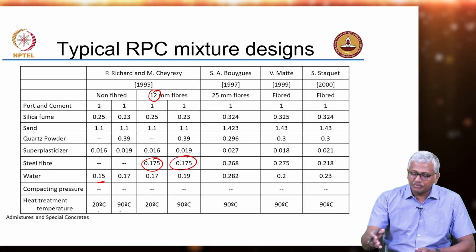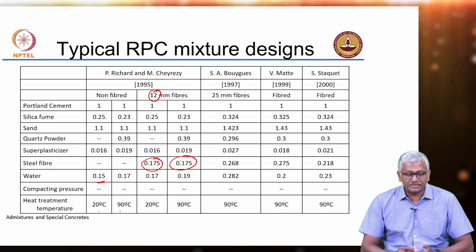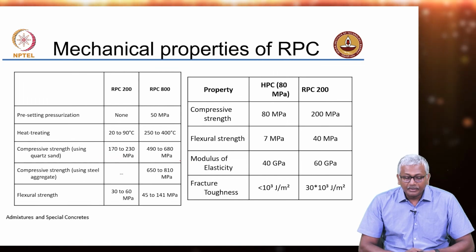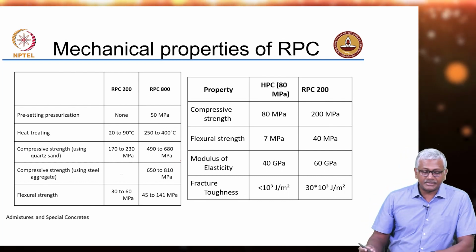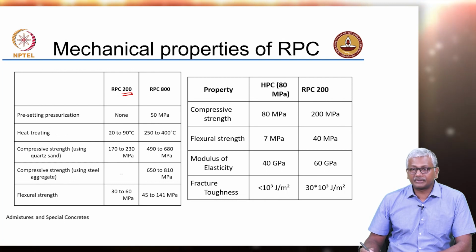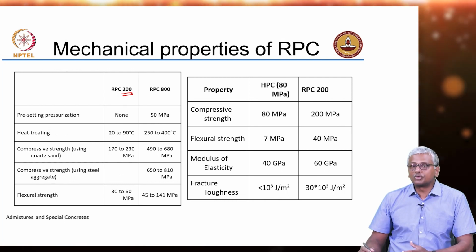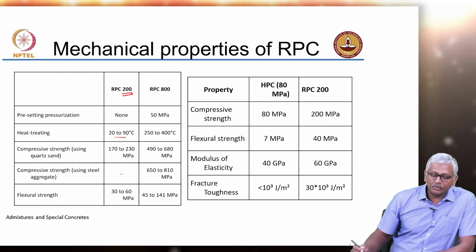Okay. So as you can see, most of the systems have similar sorts of mixed design, except that in some cases there's more silica fume used and so on. So from all those papers, one thing that you can work out is essentially when you want to produce reactive powder concrete, ultra high strength concrete of 200 megapascal grade, right? Generally there's no presetting pressurization done here. Heat treatment can be from 20 to 90 degrees Celsius.